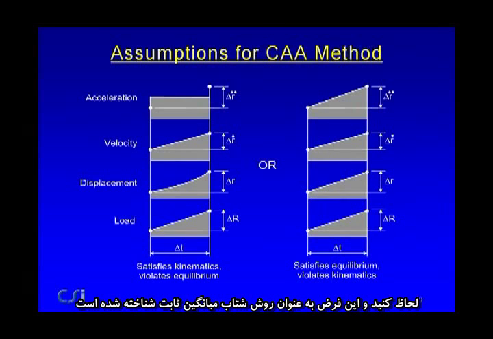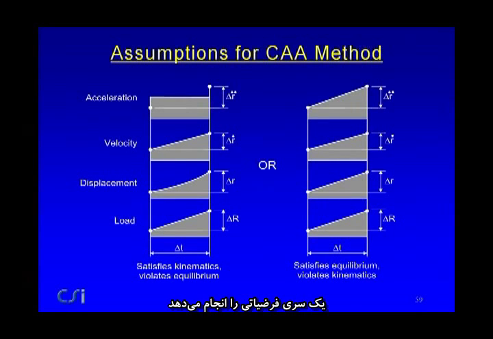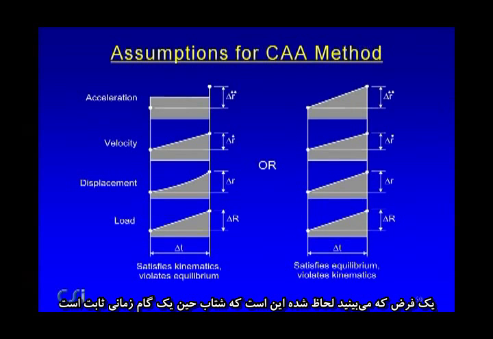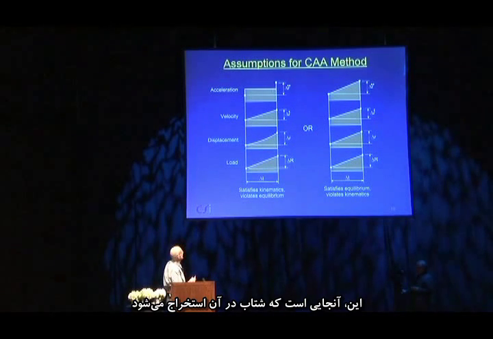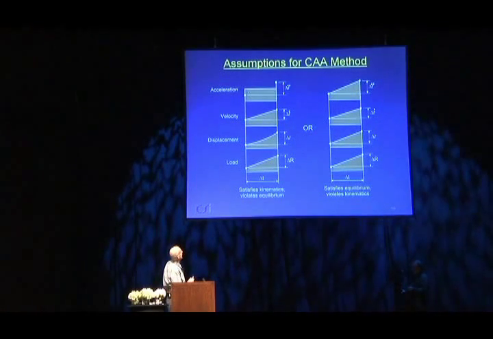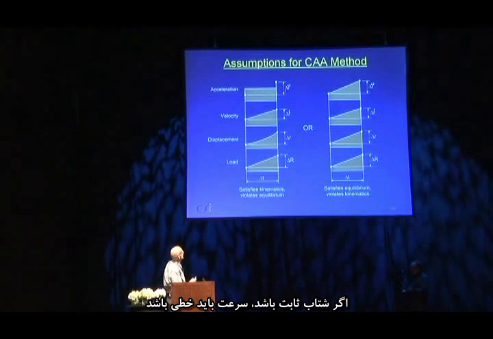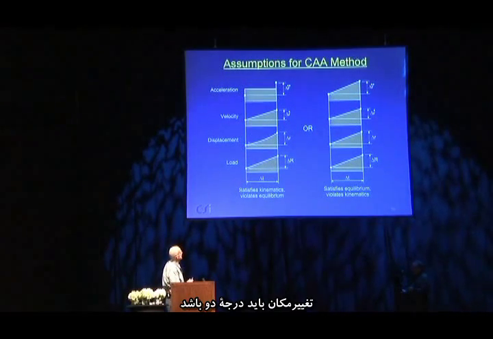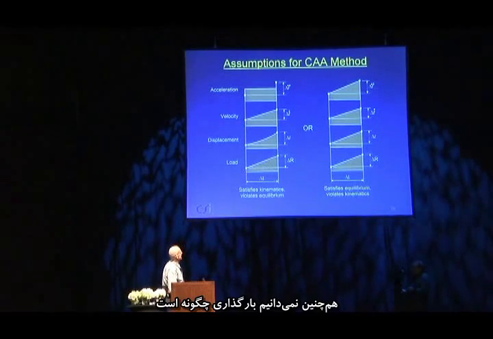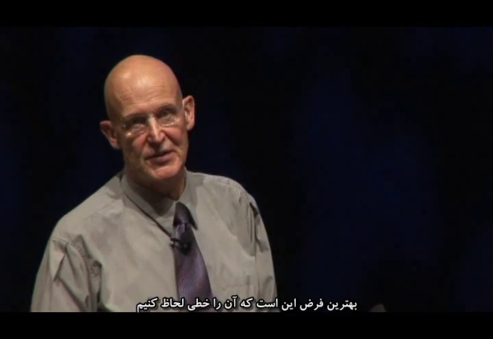And this is what's known as the constant average acceleration method, and it makes some assumptions which reduce from 3 unknowns per equation down to 1, and then you can solve the equation. One way of looking at it is that the acceleration is constant over the time step. This is where constant average acceleration comes from. If the acceleration is constant, the velocity must be linear. And if the velocity is linear, the displacement must be quadratic. We don't know what the load is, but probably the best assumption is it's linear.